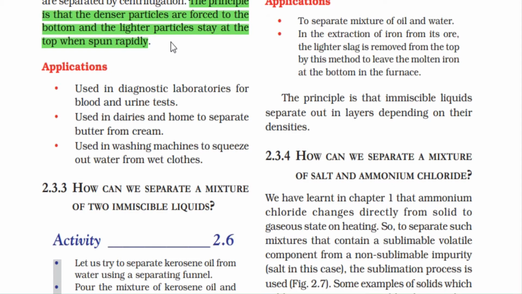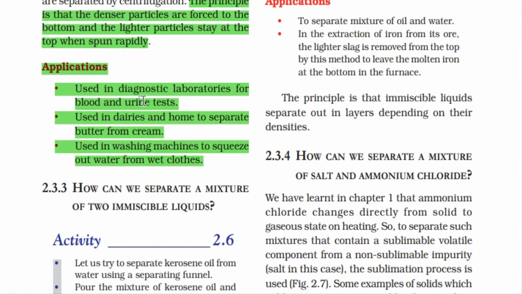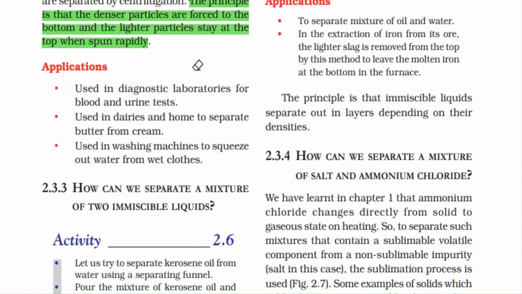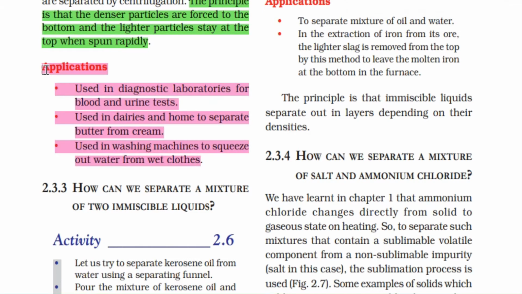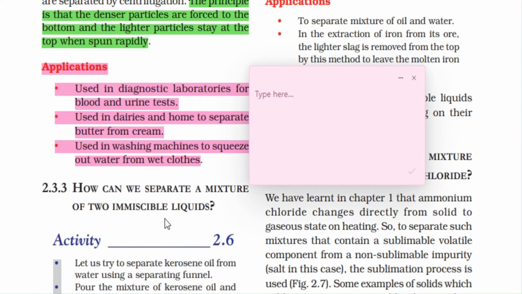Now we will see its applications. It is used in diagnostic laboratories for blood and urine tests, used in dairies and at home to separate butter from cream, and used in washing machines to squeeze out water from wet clothes. These are the applications you have to memorize. The question will be this: write down the applications.